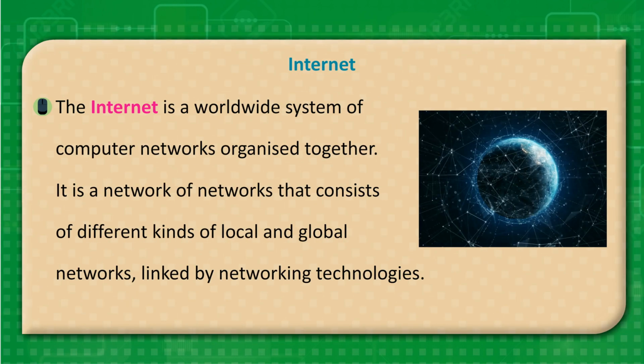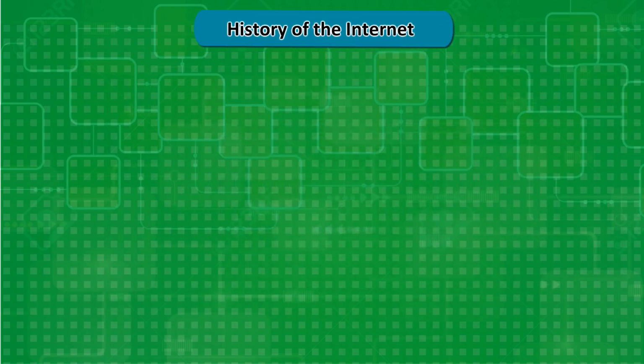Internet. The Internet is a worldwide system of computer networks organized together. It is a network of networks that consists of different kinds of local and global networks, linked by networking technologies. History of the Internet.